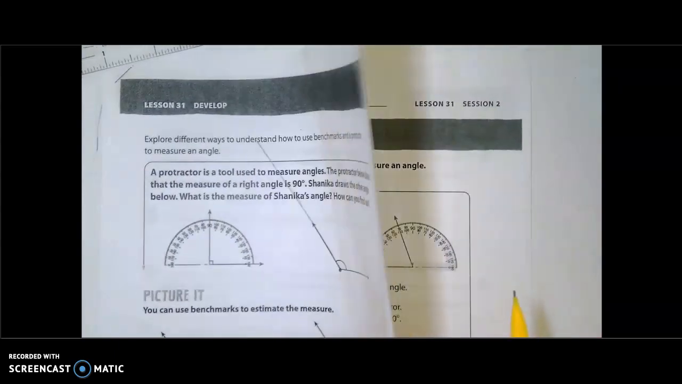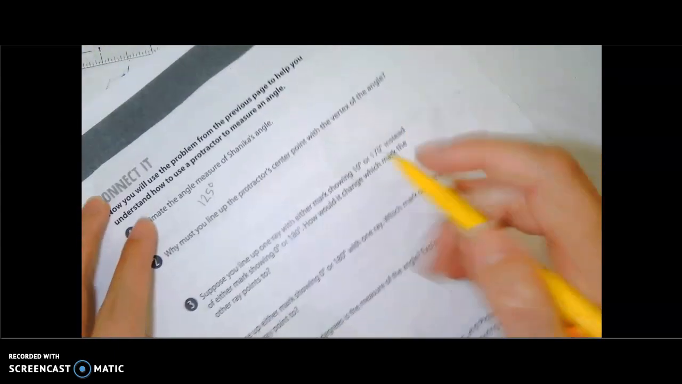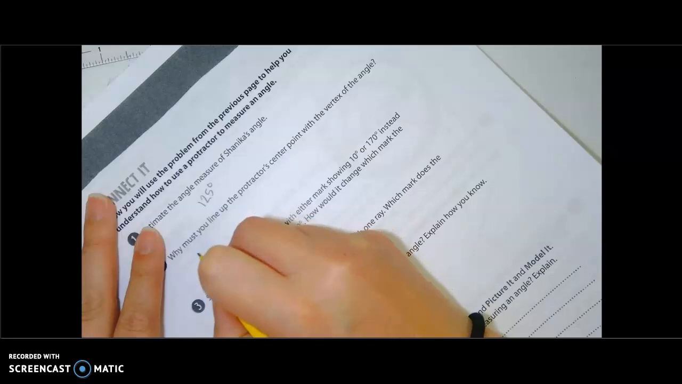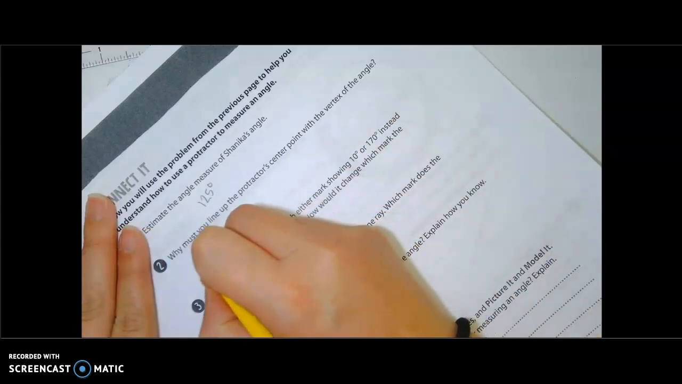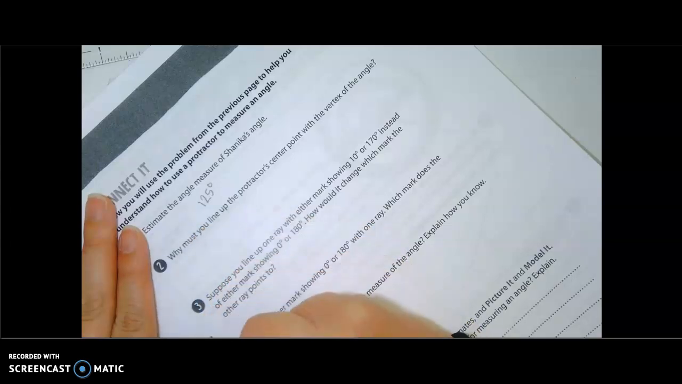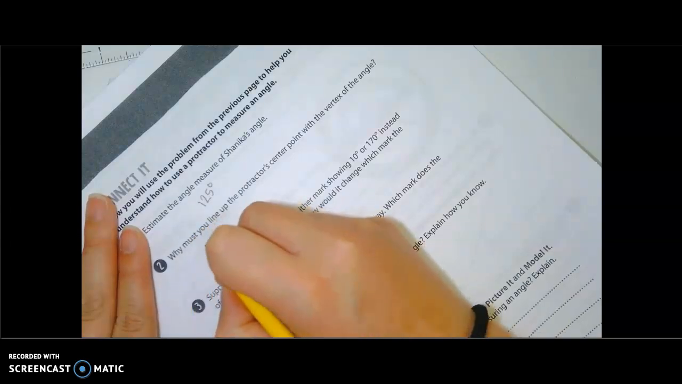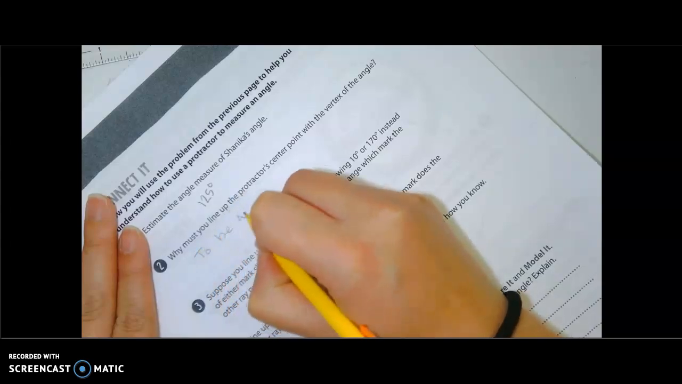Like, for accuracy reasons, we are more accurate when we have it on the center point. So, why must you line up the protractor center point with the vertex of the angle to be accurate?